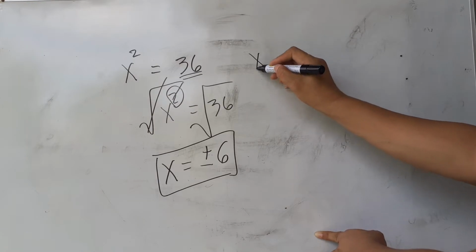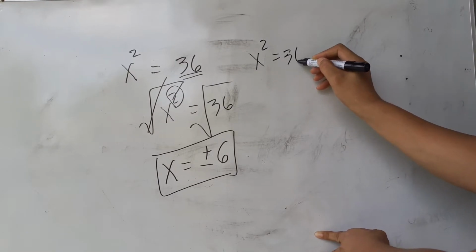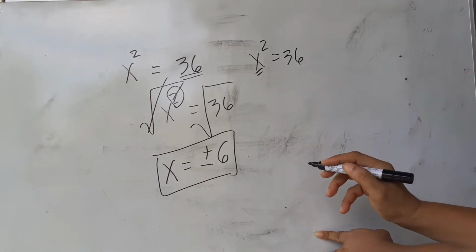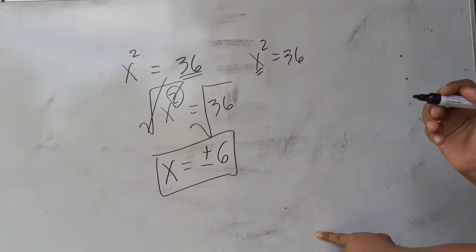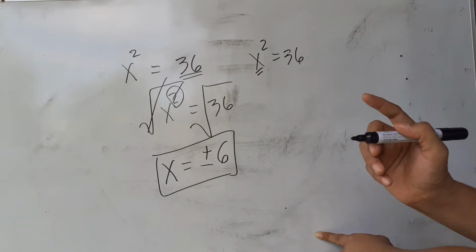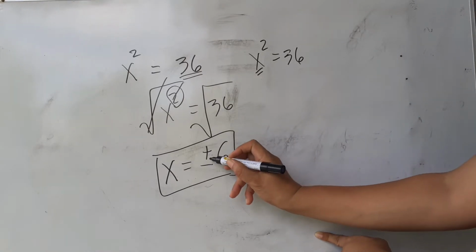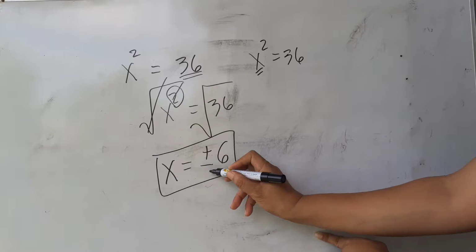Okay, so let us check kung tama po ba yung sagot natin. We have x squared is equal to 36. Then, substitute natin yung value ni x. Sabi natin, kapag greater than 0 ang value ni k, may dalawa tayong solution. Ito nga po yung positive 6 at saka negative 6.